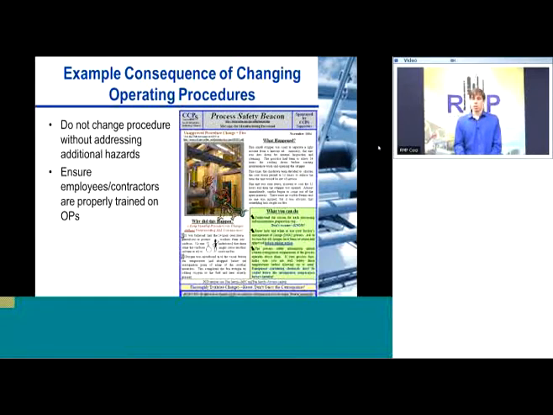So what I want you to take away from this is that whenever you change your procedures, you should really look at any additional hazards you might cause by that change. And also something else to note is make sure your operators are trained to know all the hazards that they're dealing with. In this case, they just thought it was a temperature hazard for their own body, but there was an auto ignition hazard that they were unaware of.